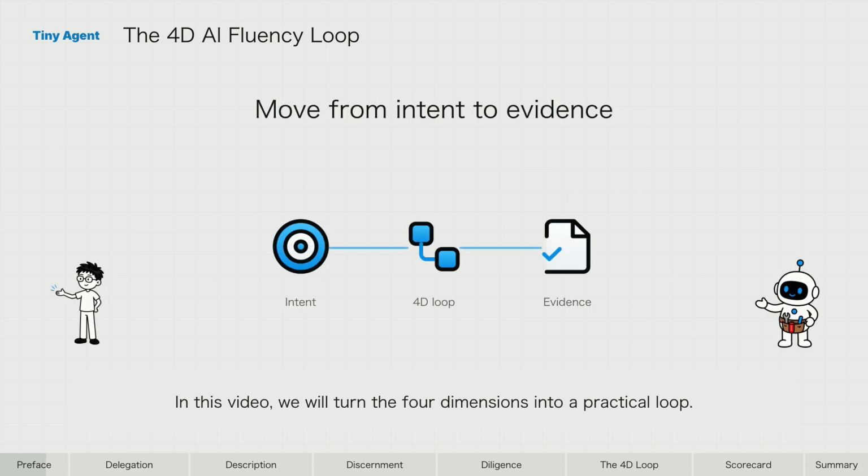In this video, we will turn the 4 dimensions into a practical loop. You will learn the decision behind each one, the common failure it prevents, and a reusable self-check for your next real task. Keep one idea in view: fluency is not a performance of clever prompting. It is the ability to move from intent to evidence without giving up judgment.